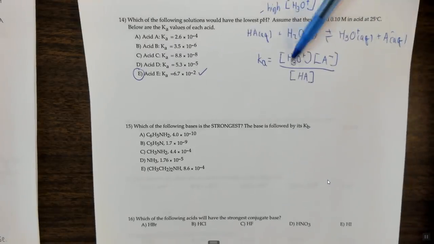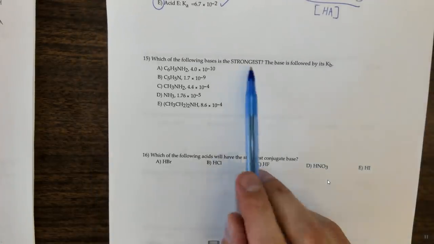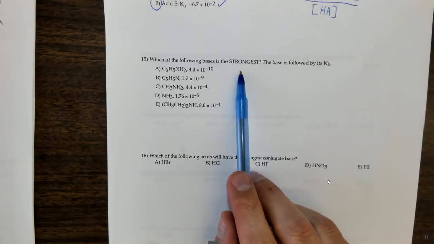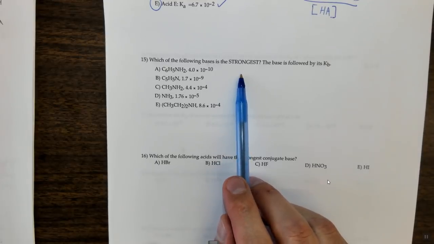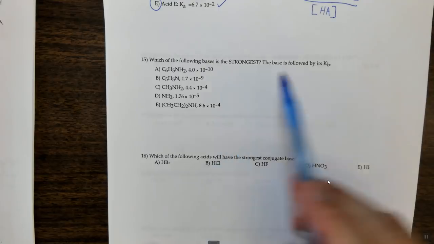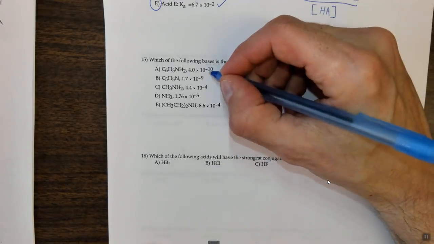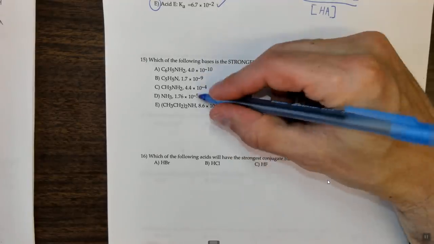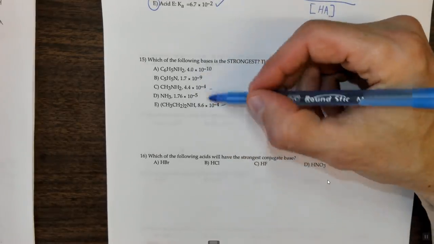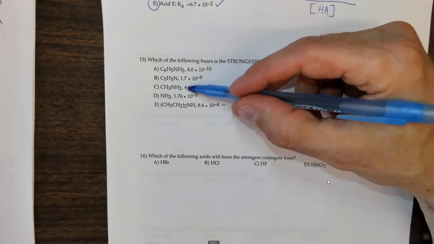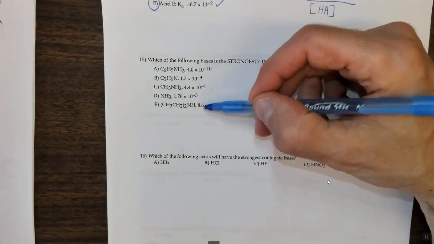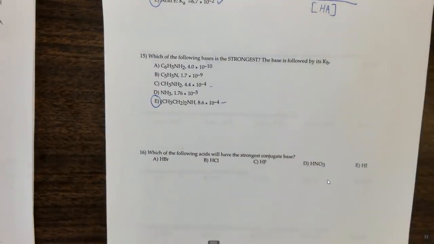In 14, we are looking for the strongest acid, and if you go back to that description, it's in much more detail. But here, we want the strongest base, which is the one with the largest value of Kb. So again, we want to look at the orders of magnitude. Here we have minus 10, minus 9, minus 4, minus 5, minus 4. So these are going to be the largest values. But absolutely, the largest value is 8.6 times 10 to the minus 4, as opposed to 4.4 times 10 to the minus 4. So 8.6 times 10 to the minus 4 is the largest Kb. Therefore, it is the strongest base.